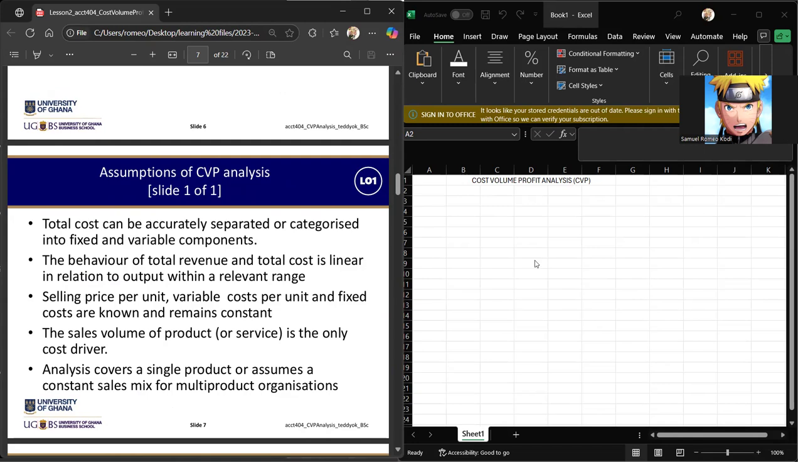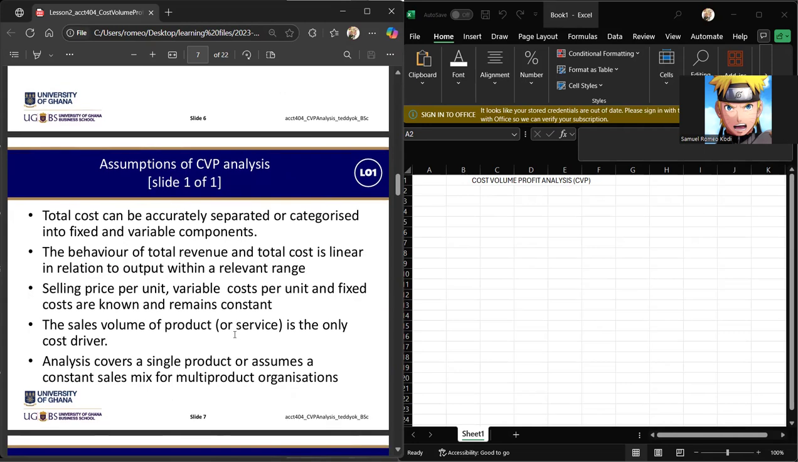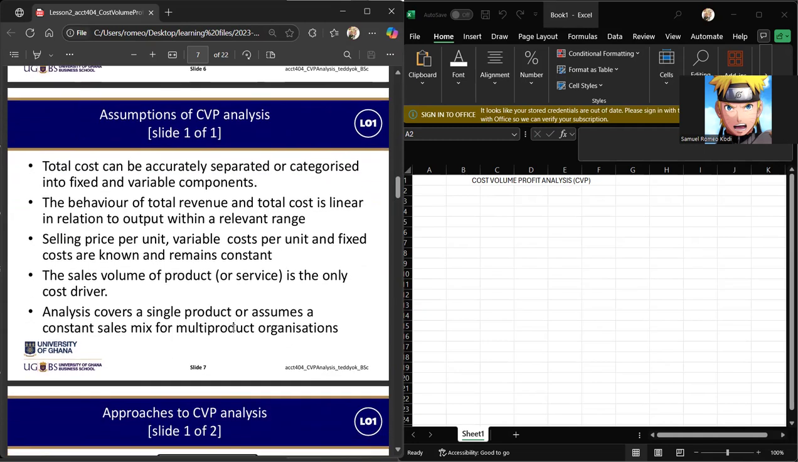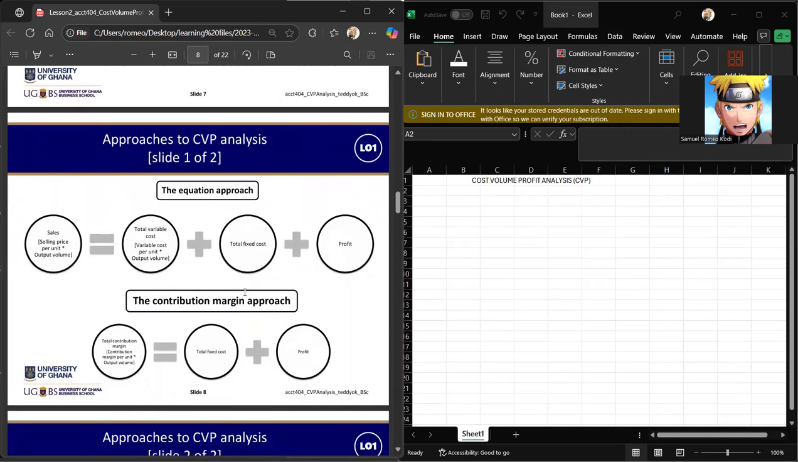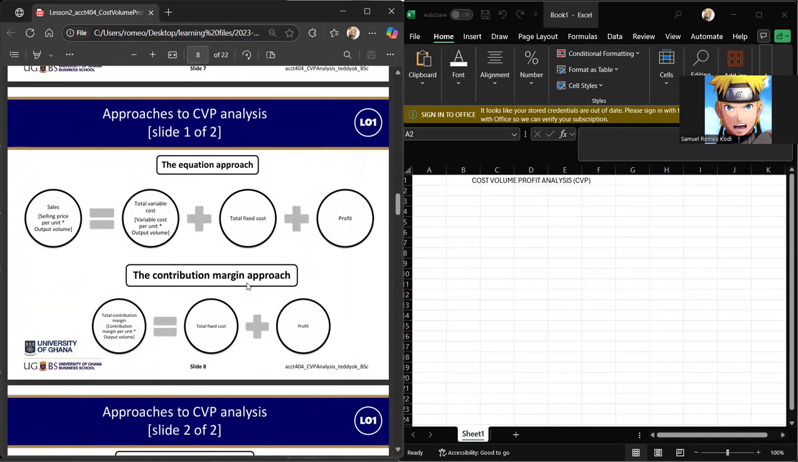For today's session, I'll be teaching you how to go about the single product mix assumption. This is the basic one. Once you are able to build on this, in our subsequent meetings I'll tackle some key points on the multi-product side. The approach is the equation approach and the contribution margin approach.